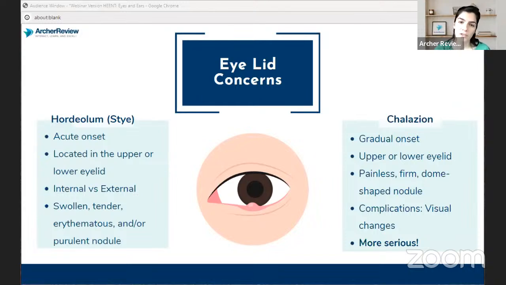and avoid complications. One of the complications is visual changes, because if that chalazion gets big enough where it's obstructing the vision, that's a concern. So they might need corticosteroid injections, surgical removal. So seeing that specialist to avoid potential complications is really important. But again, you don't need antibiotic ointment for either of these, and educating those patients on that is going to be really important. So don't prescribe those antibiotics if you don't need it.